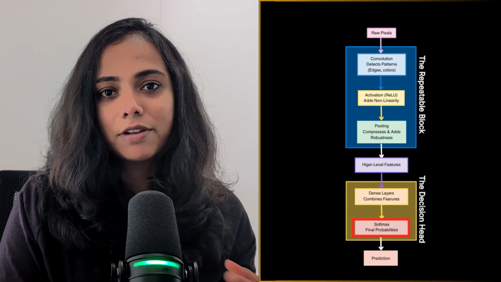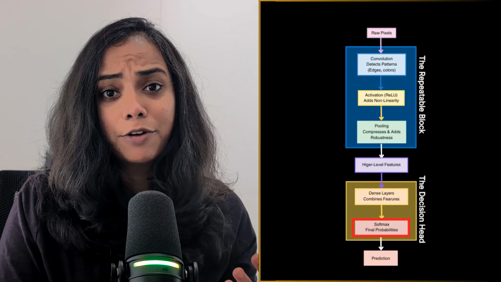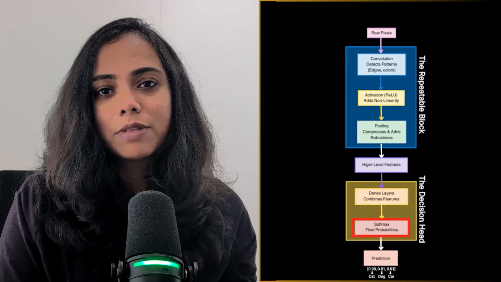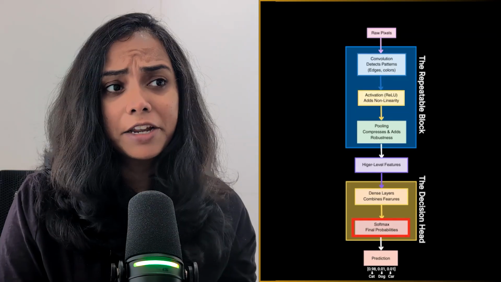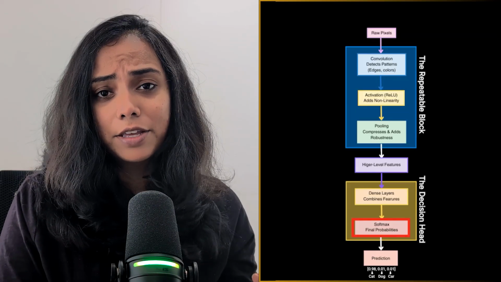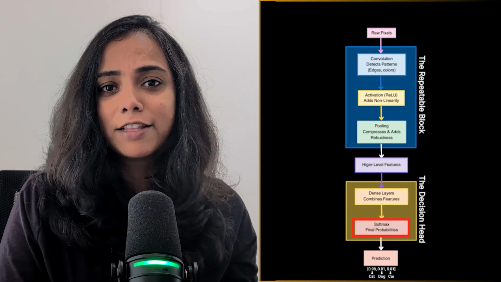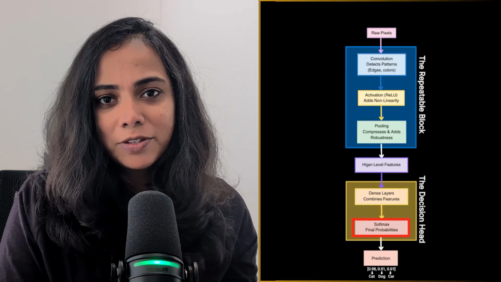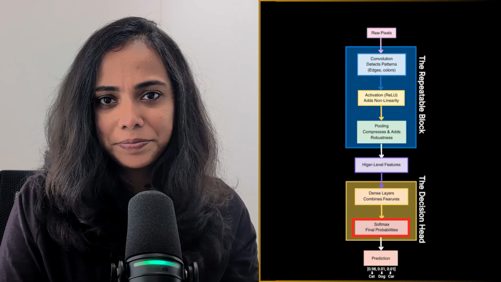Like, for example, if you're trying to predict one of 3 categories, cat, dog, and car, then it'll output something like, oh, I think there's a 98% chance that there's a cat in the image, 1% chance that there's a dog, and 1% chance that there's a car. So that's the basic CNN.